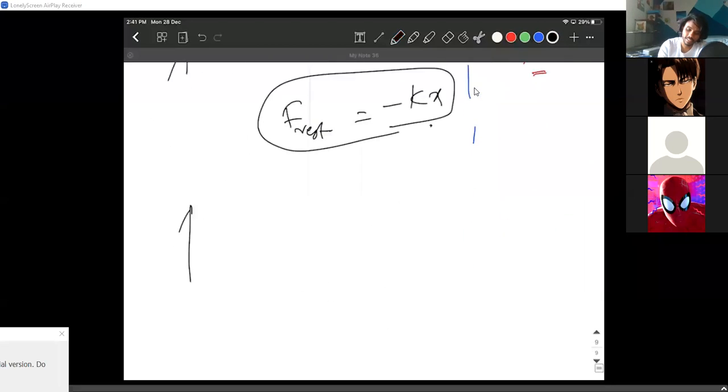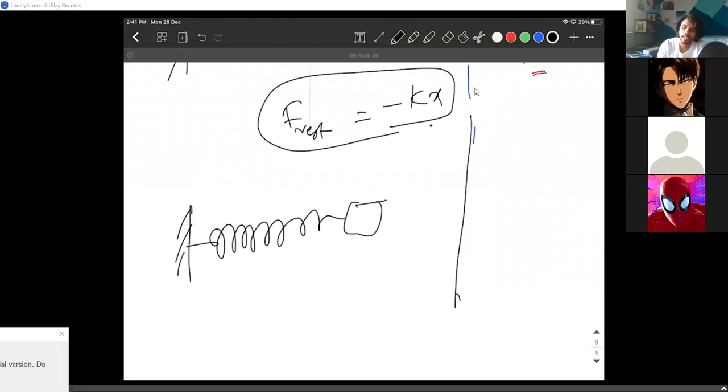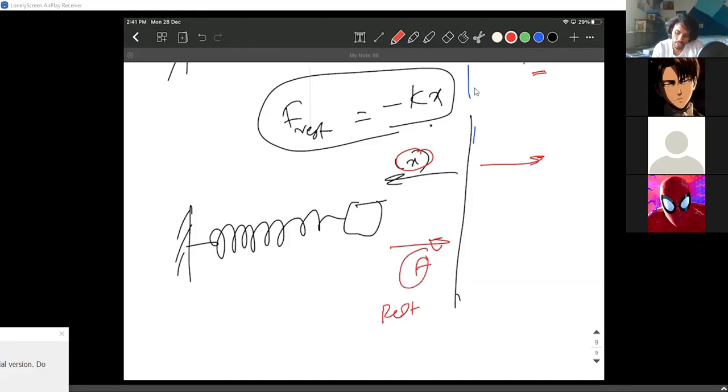Clearly observe, guys, this is an interesting thing. Even when it is compressed, x is a negative value, and the force is acting positive now. Anyway, the point is the force is always opposing the x value. If you're going into the positive, force is negative. If you're going into the negative, force is positive. And you clearly call this a restoring force. Don't ever forget this point.